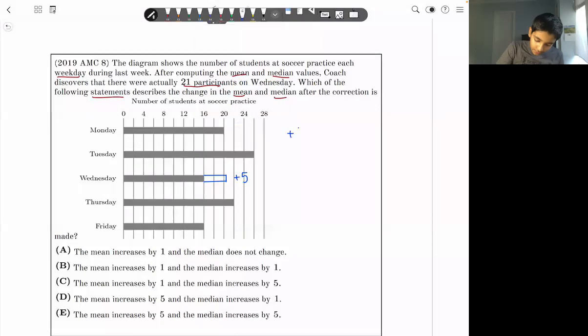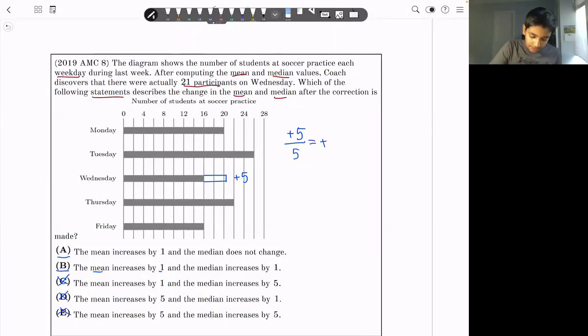So we have plus 5, and it's going to be the average of all 5 days, so over 5, so overall we get a plus 1. Overall our mean increased by 1. So now we know that the mean has to increase by 1, so you can eliminate C, D, and E. It has to be either A or B.